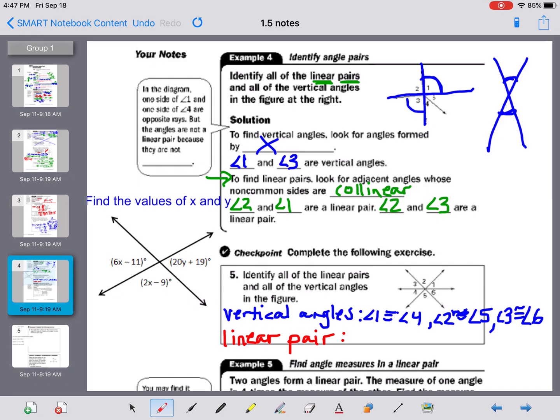Somebody says like 3 and 5. Now be careful. Together, they don't make a full line. There's a big gap, so that doesn't work, okay? We can't do that. We have to have a full line with 2 angles, because a pair is just 2.